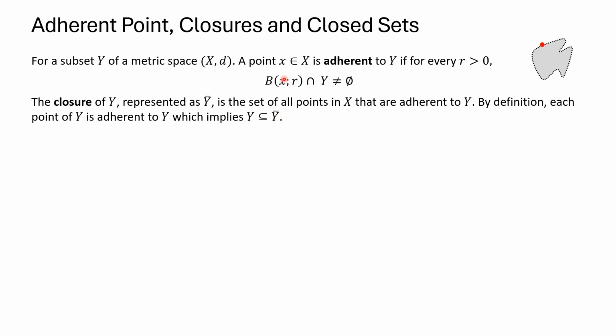Because if you take a point, say in Y, no matter what open ball you put around it, I'm just pointing here to our example, you're going to get at least that point, and in this case other points, so the intersection would not be empty. So all the points in the set are adherent to the set.